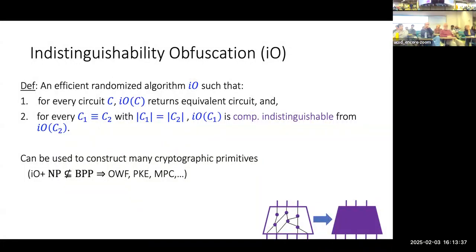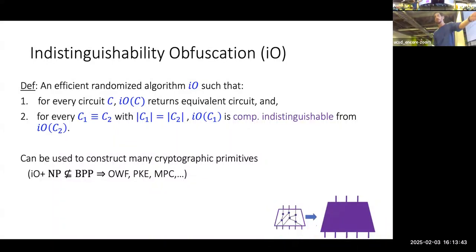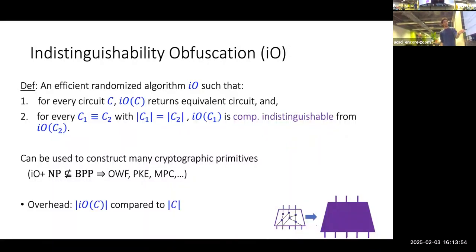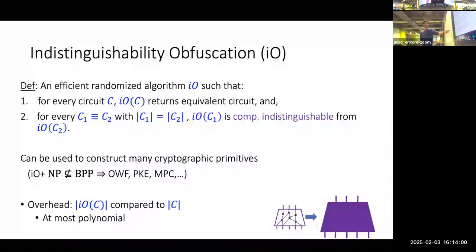Now, the picture here is a bit misleading in the sense that the IO takes a circuit, but maybe it outputs a larger circuit. And this is the overhead of the IO. It's like maybe a small circuit and output a larger circuit. So the overhead is the relation between the size of the output of the IO to the input. And this is at most a polynomial always because the IO is an efficient algorithm.